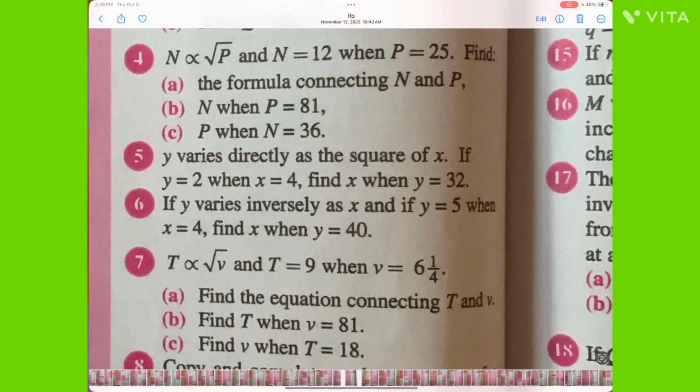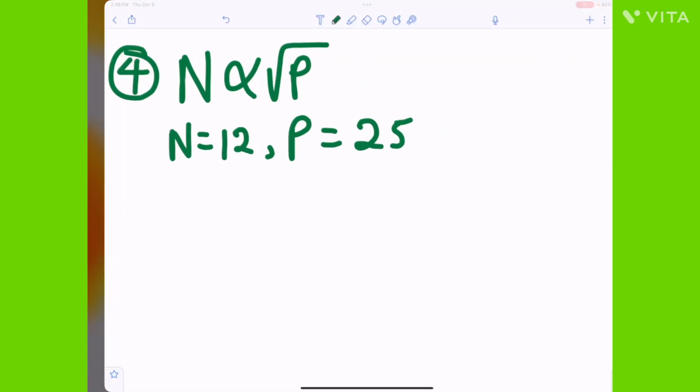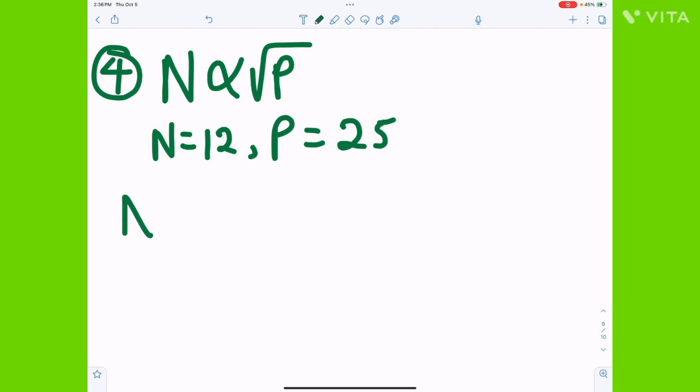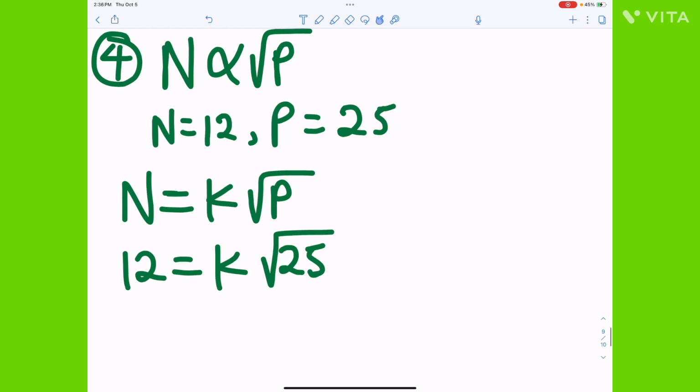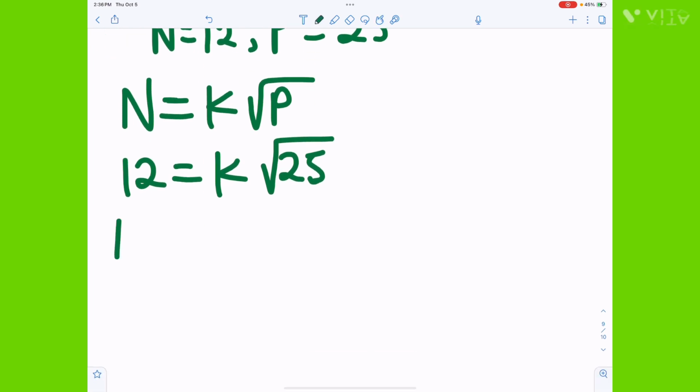Let me try and be sure I got that right. Okay, that's correct. So we change that variation sign to an equation. N is equal to k times root p. Our n is 12 when p is 25. So 12 will be equal to k times root 25. What does that give you? 12 is equal to k times 5. Rearranging, what do you get? 12 is equal to 5k.